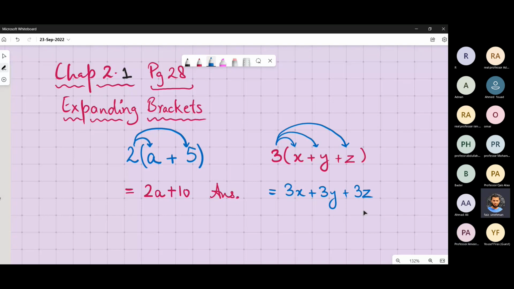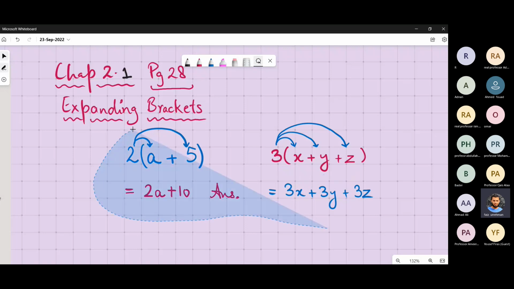See, what is happening? Whenever a number is outside the bracket and we have to expand the bracket, what is the meaning of expand? To make something bigger. So the 3 that was outside will be multiplied by the first term, it will also be multiplied by the second term, and it will also be multiplied by the third term. This is what we are studying. That's all.